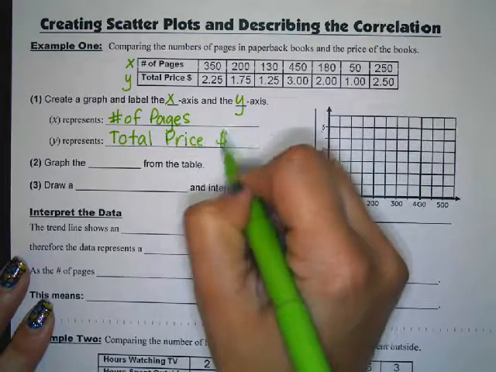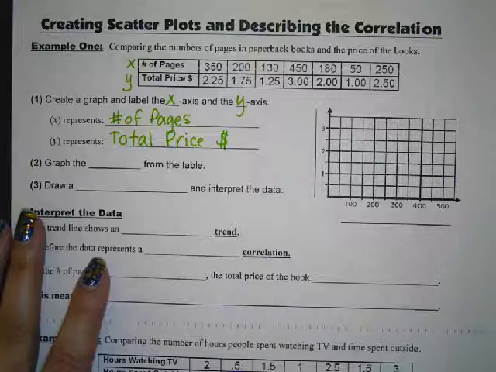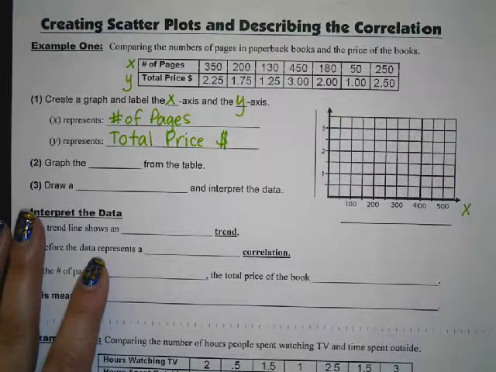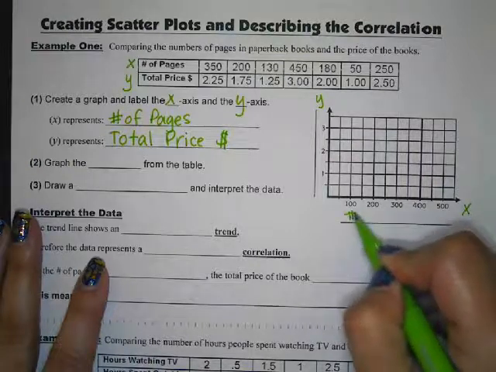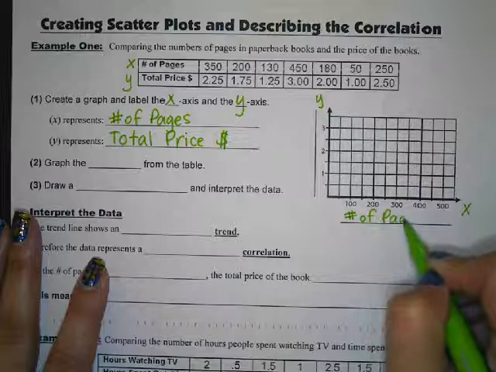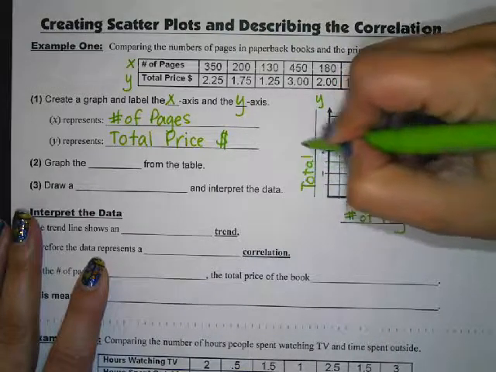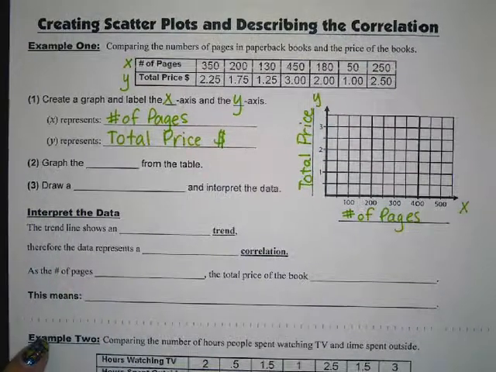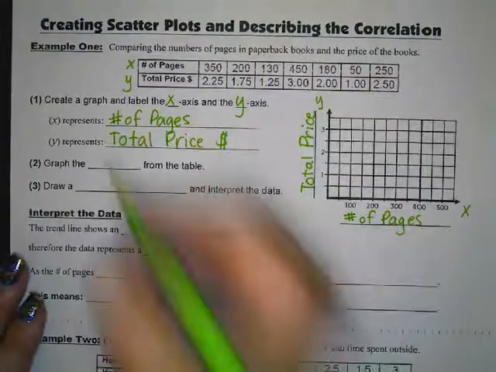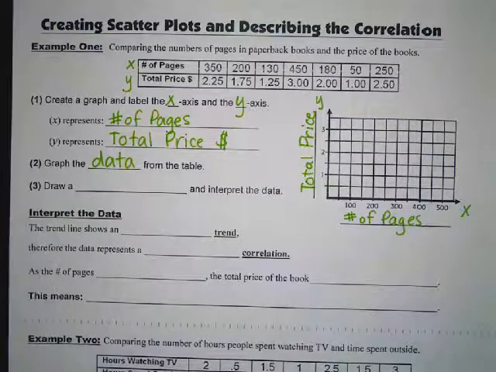Okay, in money, in dollars. All right, so let's go ahead and do that. So we have our X-axis over here. We have our Y-axis here. Our X is going to be the number of pages, and our Y is going to be the total price. Okay, so there's number 1. Number 2, graph the data from the table. All right, so to do that, we need to plot our points.